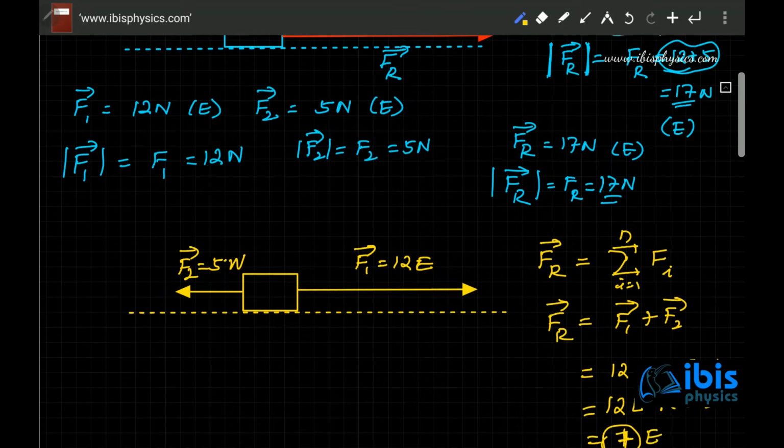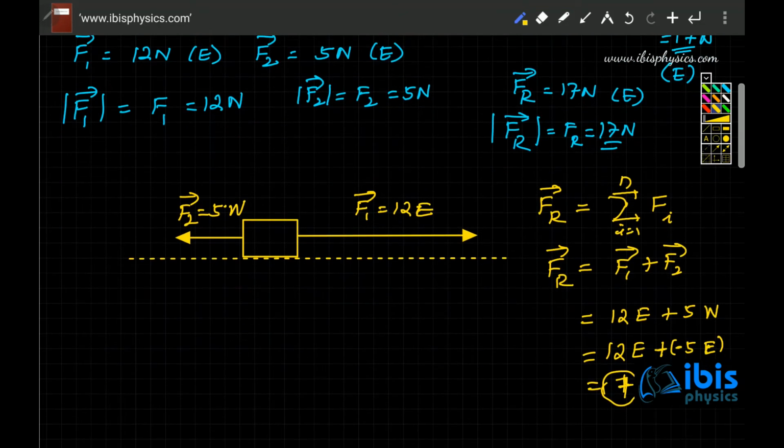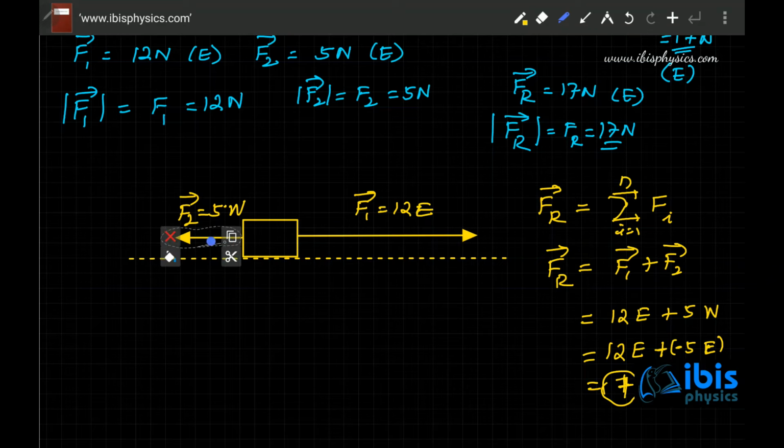Then let us formalize this. When you add two vectors, what you did here is you moved the vector. When you move the vector, you should not change the direction or the magnitude, because when you change either the direction or the magnitude, the vector will change. So the length of the line should not be changed and the direction of the line also should not be changed.